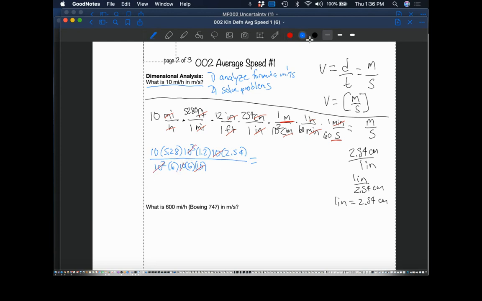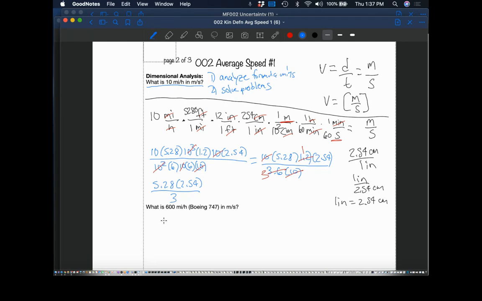And then I'll rewrite again so I don't make a mistake. 10 times 5.28 times 1.2 times 2.54, and all of that is going to be over 36. 6 times 6 is 36, or 3.6 times 10. Well, you notice another one appeared to cancel, the 10s, like so. Looking at the rest of them, I can see that 1.2 and 3.6 is really 1 to 3. So now rewriting again, I'm left with 5.28 times 2.54 all over 3. Wow, that's reducing quite nicely.